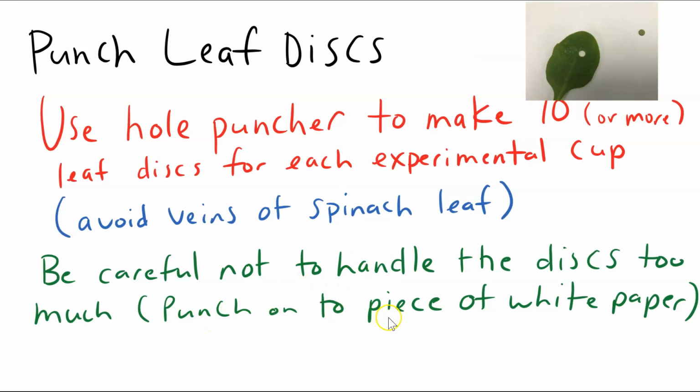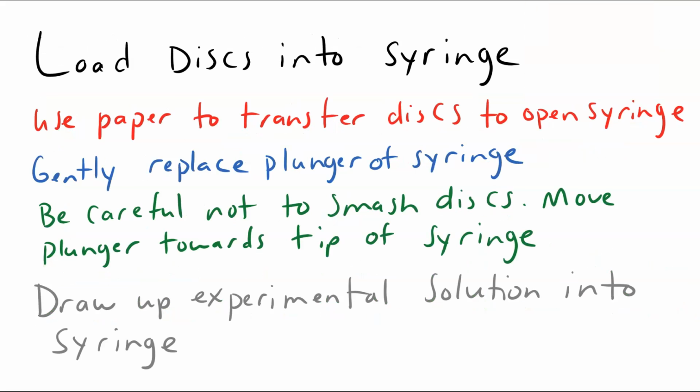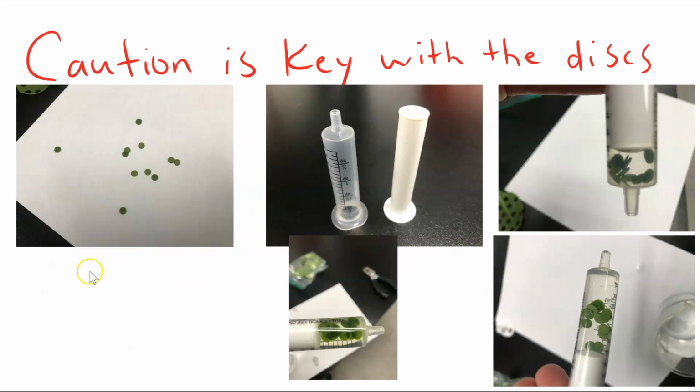Okay, so be careful when handling these discs. They are sensitive to too much handling. We're going to put the discs that we cut out into the syringe. So I like to cut the discs over a piece of white paper so I can see where the discs are. And we're going to basically take out the plunger from the syringe, use the piece of paper to add the discs to the empty barrel of the syringe, then replace the plunger, pushing it down towards the tip of the syringe, being careful not to smash any of the discs as we do that.